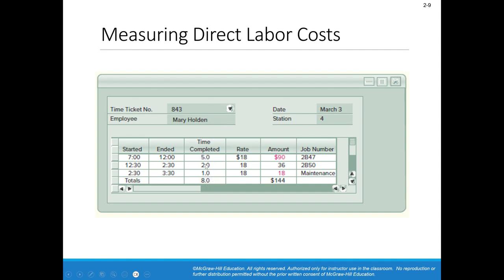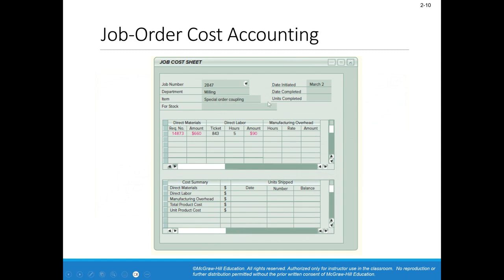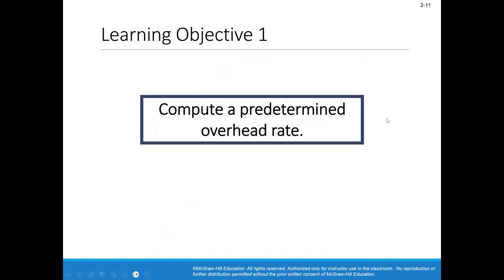And so we're going to allocate her time to this job, that job, and to overhead. Maintenance would most likely be considered overhead. All right, so only part of her labor costs are going to go to this job. Part of her labor costs are going to go to the other job. Part of her labor costs are going to go to overhead.